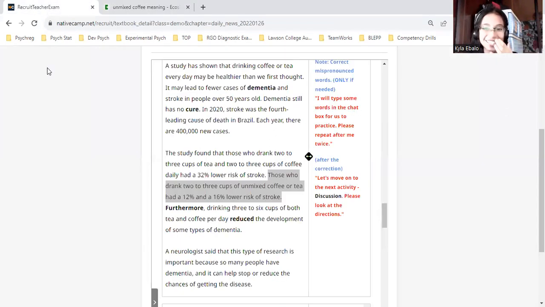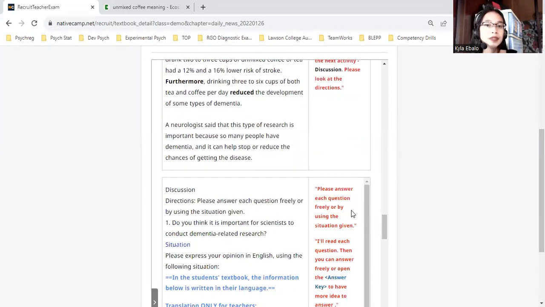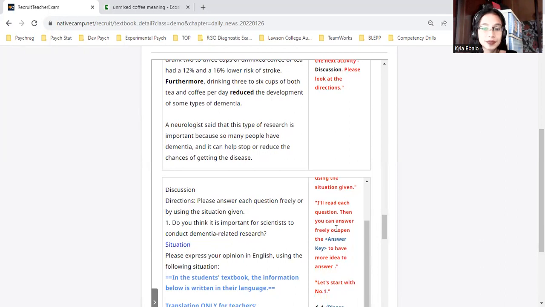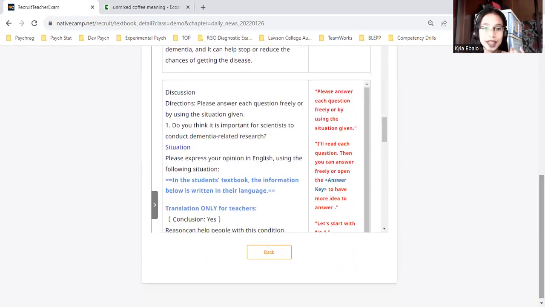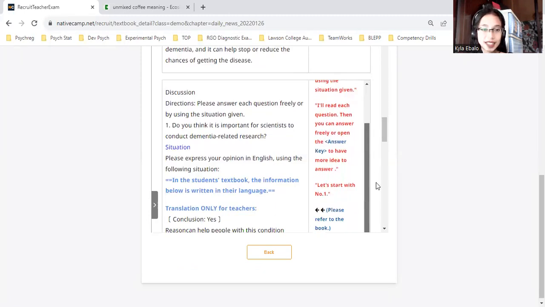All right. So can we now proceed to the next part, the discussion part? Let's move on. To the next activity, the discussion. Please look at the directions, Francis. All right. So please answer each question freely or by using the situation given. I'll read each question, then you can answer freely or open the answer key to have more idea to answer. Let's start with number 1. Do you think it is important for scientists to conduct dementia-related research?